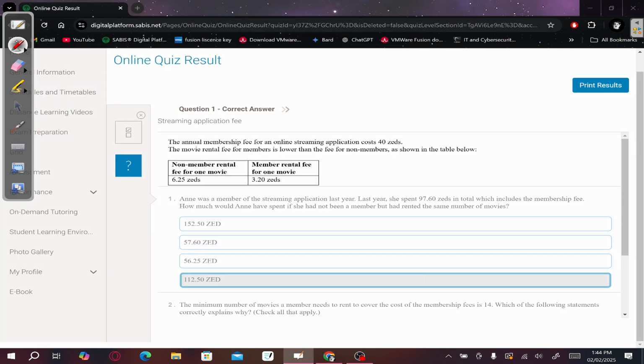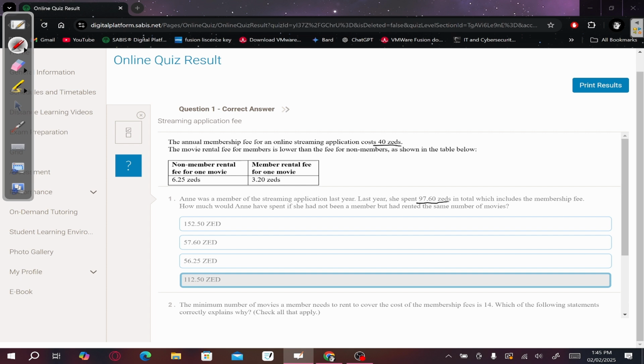The annual membership for an online streaming application costs 40 zats. So we're just gonna save this down. The movie rental fee for members is lower than the fee for non-members, as shown in the table below. Anne was a member of the streaming application last year. Last year she spent 97.60 zats, so we're gonna underline this as well, which in total includes the membership fee. How much would Anne have spent if she had not been a member but had rented the same amount of movies?